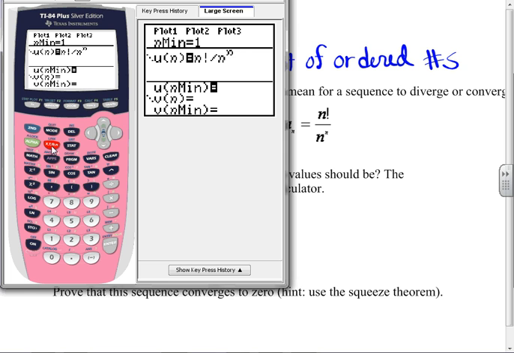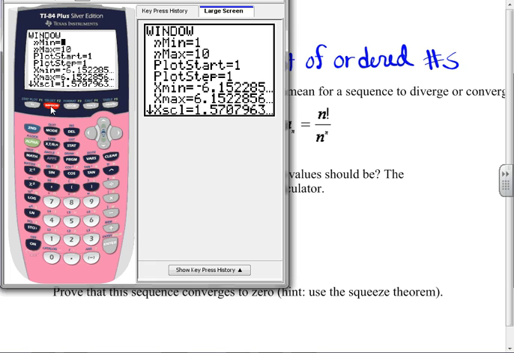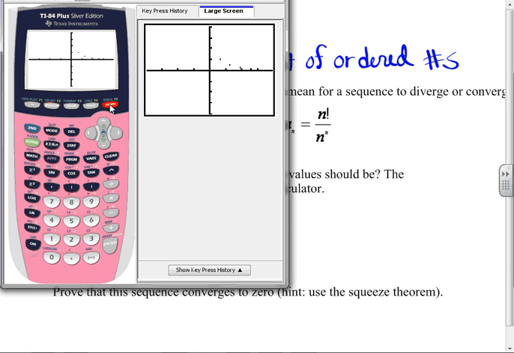And then I want my minimum value for my n. It's set to 1. So then I'm going to do my sequences. Let's press window and see what that says. My n minimum is 1. My n maximum, I can do 10 of these points, is maybe big. And I'm not sure about the rest. So let's just graph it and see what we get. Oh, it's not bad.